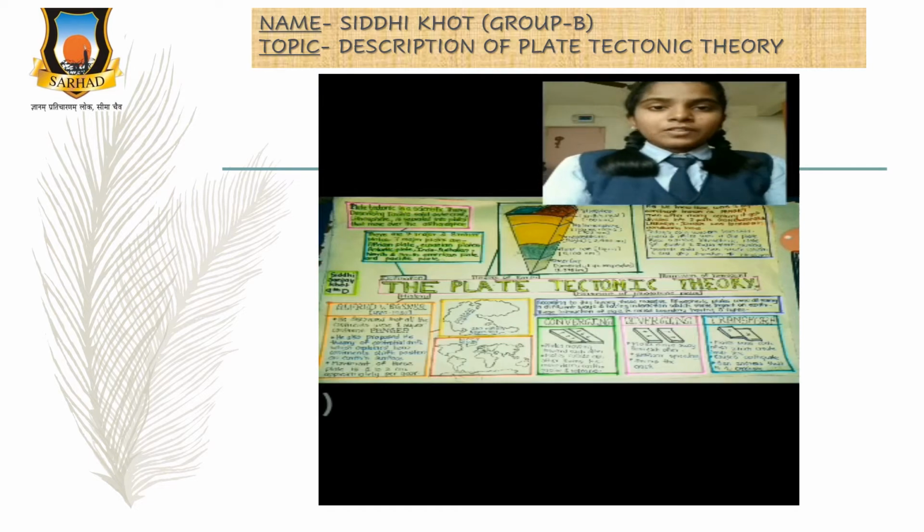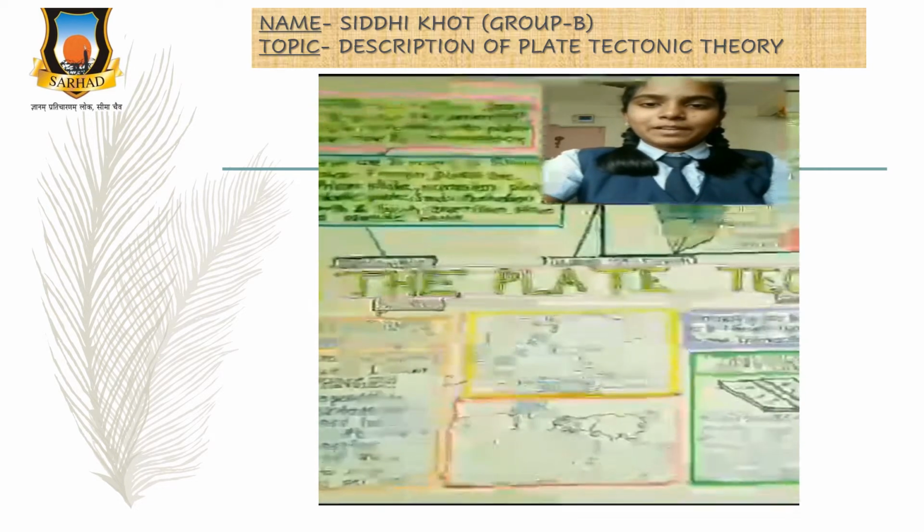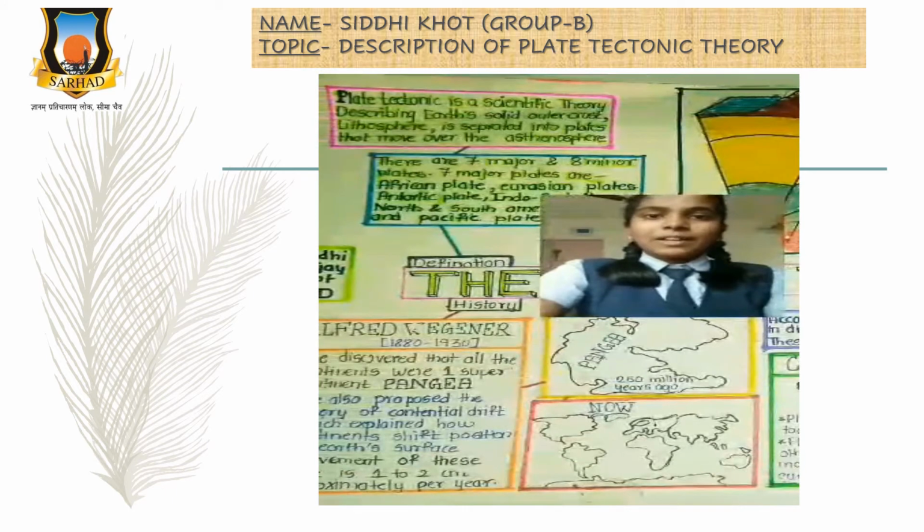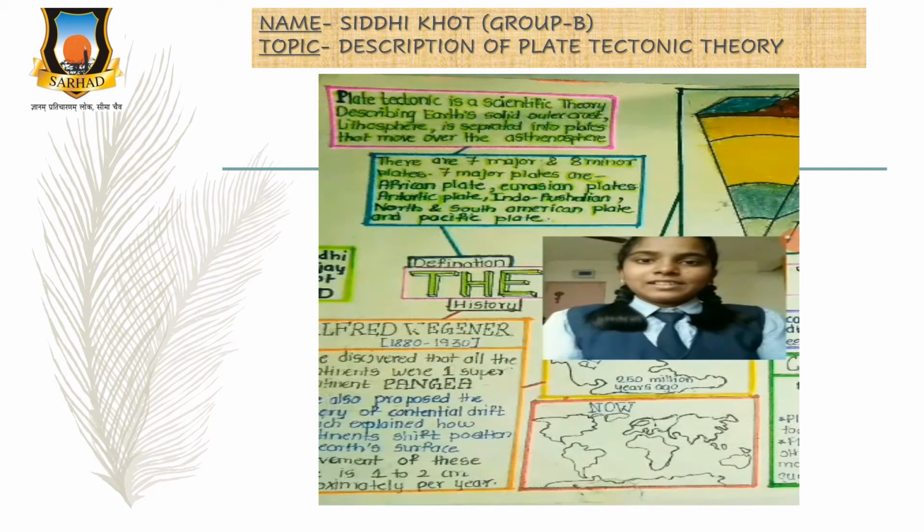So here the first question comes, what is the plate tectonic theory? Plate tectonics is a scientific theory describing Earth's solid outer crust, the lithosphere, separated into plates that move over the asthenosphere. This describes the large-scale motion of the 7 large plates. These 7 large plates are our continents, and there are also 8 minor plates, and this process began on Earth before 3.5 billion years ago. Yeah, such a huge process.